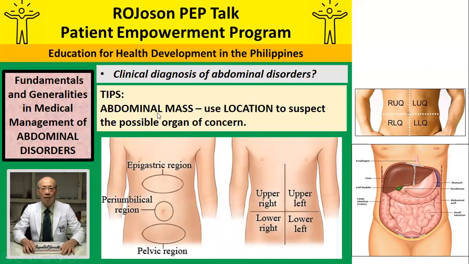So again, for abdominal mass also, just like abdominal pain, use the location to suspect possible organ of concern. So if you have a mass located in the right upper quadrant, you might be dealing with a mass in the liver. If you have a mass on the left lower quadrant, you might be dealing with a mass coming from the large intestine, the lower part of the large intestine.